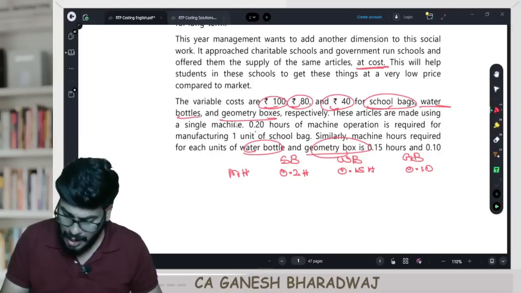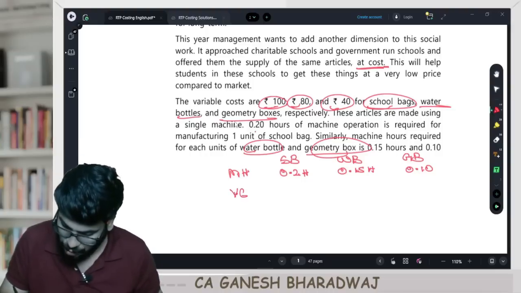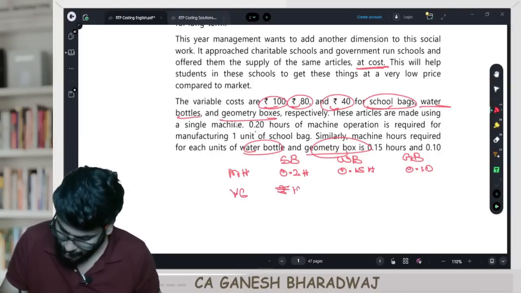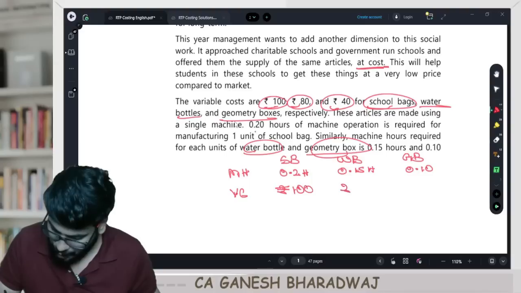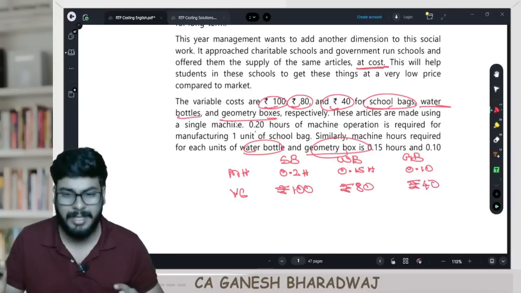Further, let's go further. And once again, the variable cost per unit is also given. For school bag, it's going to be 100 rupees per unit. For water bottle, 80 rupees per unit. And geometry boxes, it's 40 rupees per unit. We're just collecting all the data.